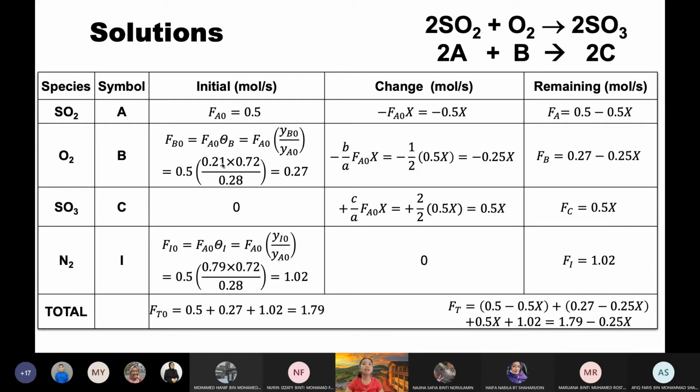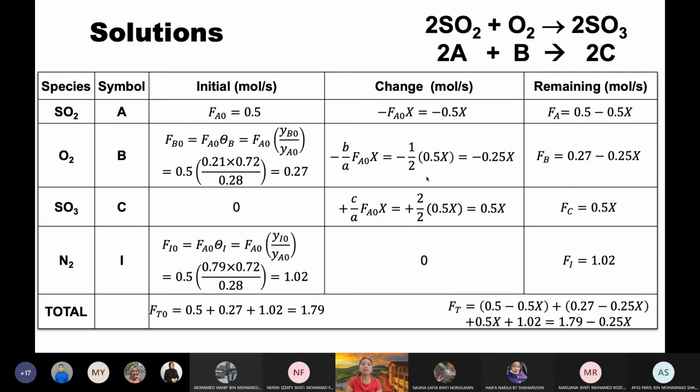Then you divide dengan fraction of SO2. Kan dia kata earlier on 28% SO2. So become 0.28. SO2 tu on its own, dia berdiri atas diri sendiri. Memang keseluruhan sistem tu ada 28% SO2. That's why it terus divide 0.28. Then you multiply with 0.5, you get 0.27. So sebenarnya molar flow rate oxygen B yang masuk adalah 0.27 mole per second.